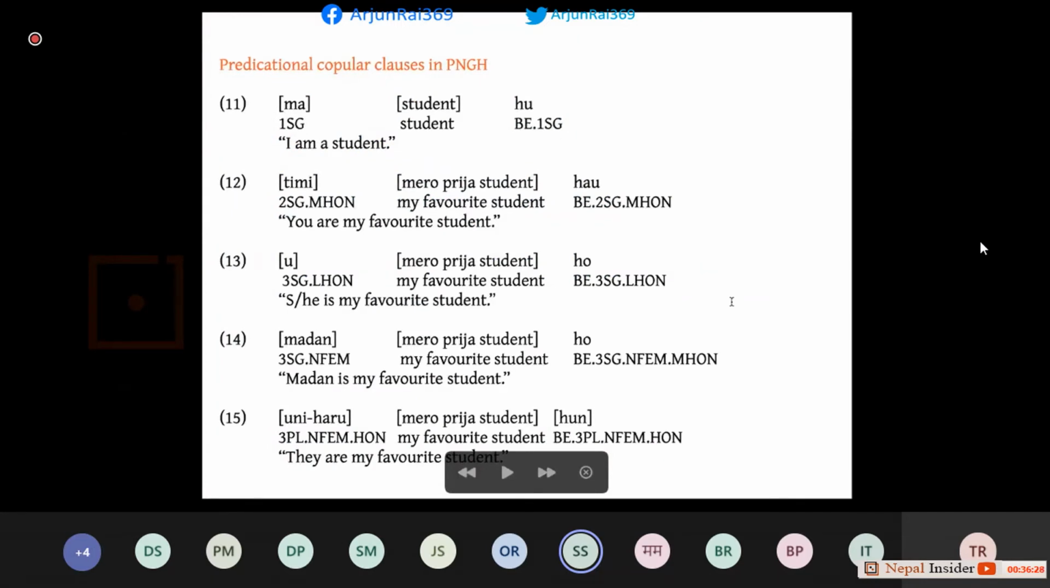So let's look at the predicational copular clauses with person, number, and gender. Ma student hu. So here it is first person singular. Timi student, mero priya student hou. These are all predicational, where the agreement is with the NP1. So it is very clearly seen that ma, timi, u, madan, uniharu, whatever the feature values there, are agreed with, and the verb agrees with it from 11 to 15.